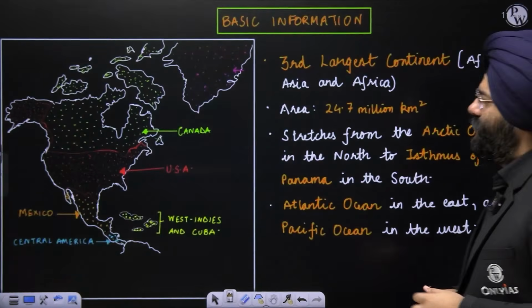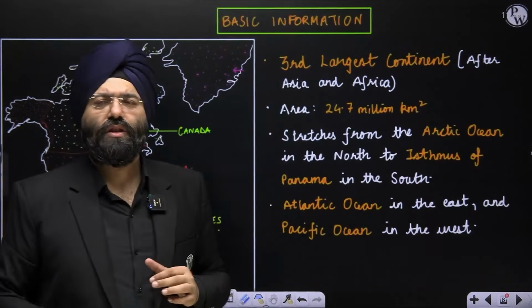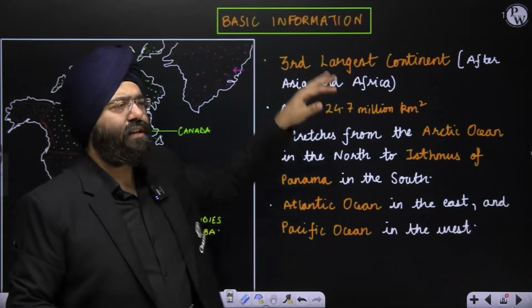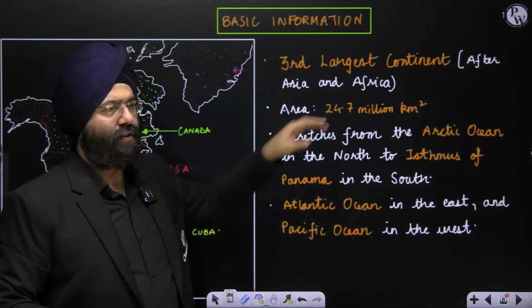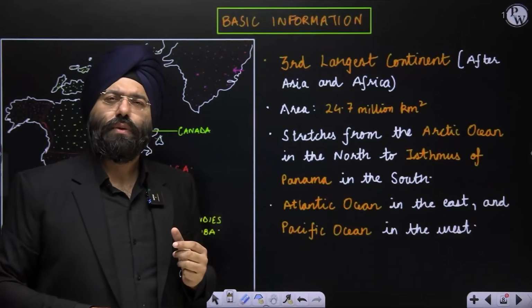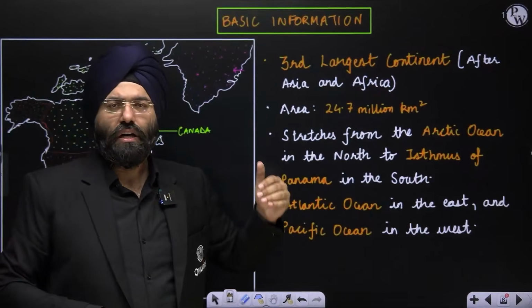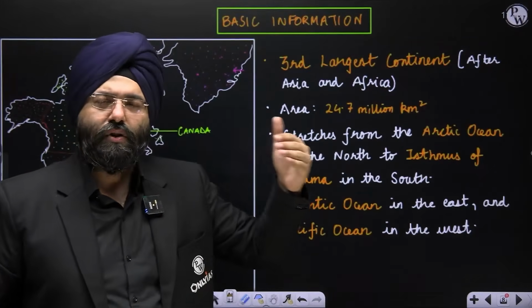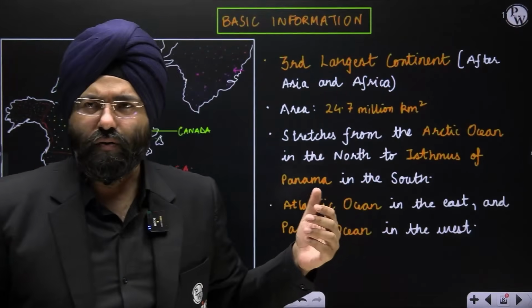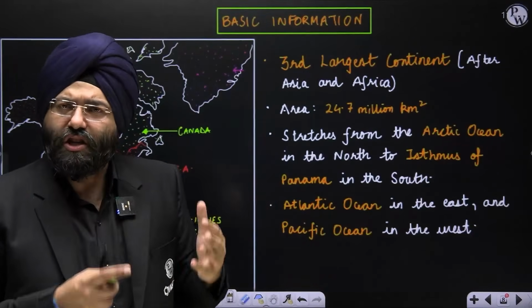Okay. Now, some basic information. When we talk about North America, there's certain basic information that you should know. It is the third largest continent after Asia and Africa. This is something that you should remember. In the previous series, when we were doing this, we had already listed how to remember the various continents in order, and the size of the oceans in order. So similarly, continuing with that, it is the third largest continent after Asia and Africa.